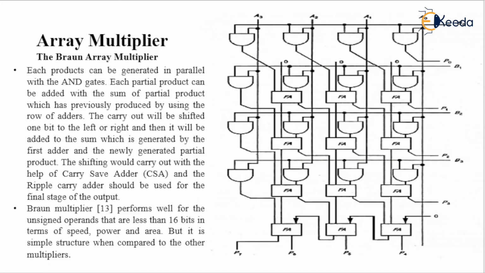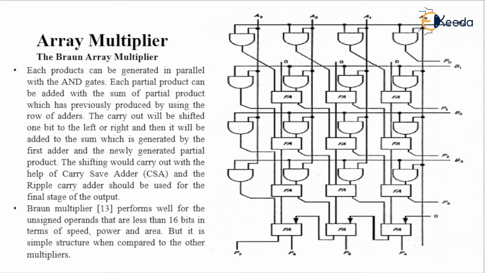So I need 8 outputs here, and those outputs are represented with P: P7, P6, P5, P4, P3, P2, P1, as well as P0. All of those show the outputs, P7 to P0.